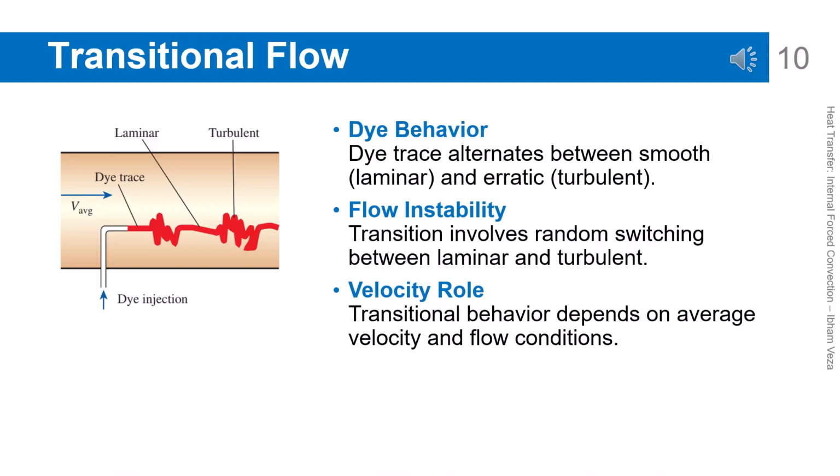Transitional flow characteristics. In the transitional region, the flow can switch between laminar and turbulent. Dye traces show behavior that is sometimes smooth and sometimes erratic. This condition reflects flow instability at intermediate Reynolds numbers. Transitional behavior is very sensitive to small disturbances. Therefore, this region is difficult to predict theoretically.